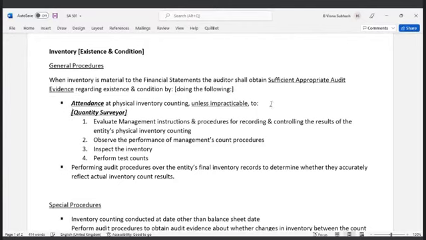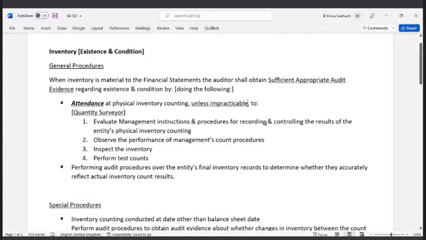So some external party will come and then they will say that this is the quantity the company has. Okay. So these are the things that can happen with inventory counting. Sometimes it is not practical also.